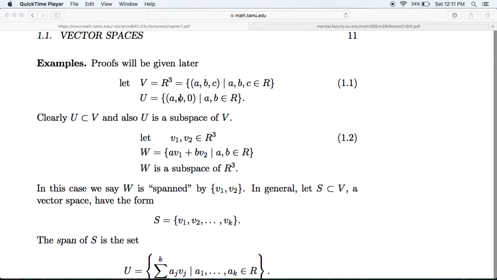Some examples: if we take V to be R3 and U to be all triplets of the form (a, b, 0), such that a and b belong to R, then we can see that U is a linear subspace of the vector space V. We can add two vectors in U and it will again form a vector of this form, because 0 plus 0 will always give me 0, and scalar multiplication will also give me a vector of this form, and the other axioms can easily be checked.